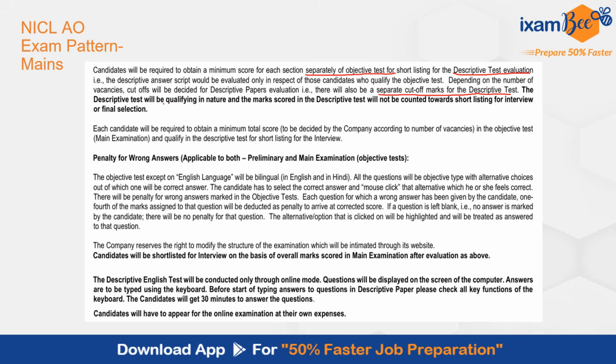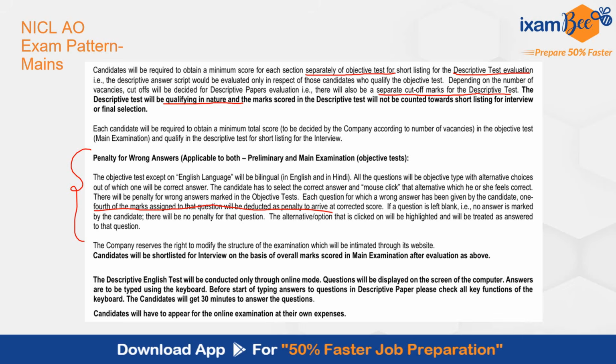However, the descriptive test will be only qualifying in nature, and marks scored in the descriptive test will not be counted towards shortlisting for interview or final selection. Only the marks of objective test will be used for shortlisting for interview and final selection, but there will be a descriptive test which will be qualifying in nature. There is a negative marking present for both prelims and mains examination objective test. There is 1/4 negative marking present to that question for the marks that have been allocated.